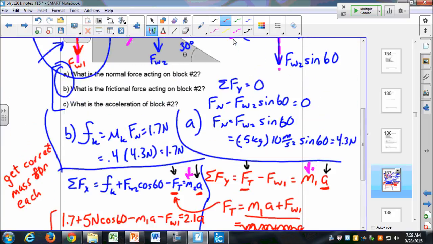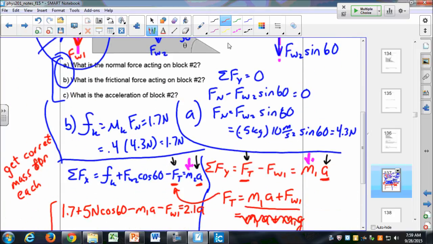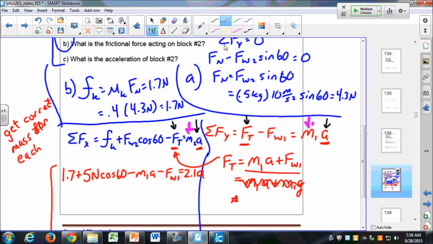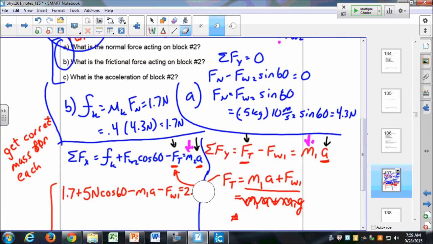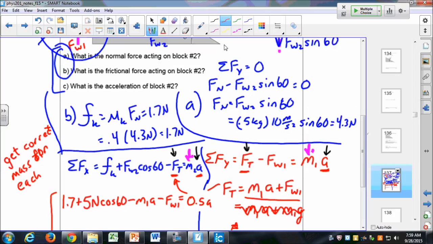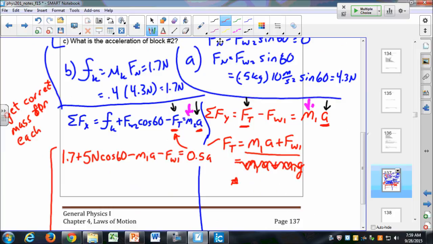Now M2 was, yeah, that should be an M2. So this should be, you're right, 0.5. Is that right? M1 was 2.1. Yeah, so this is 2.1 here. Fw1 then will be 2.1 times 10. That's 21. And then that's a pretty simple thing to solve.